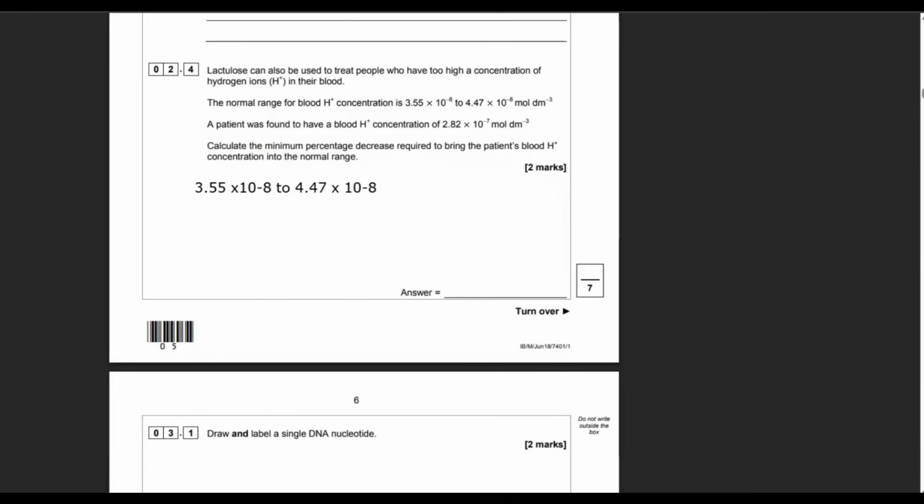Now, what do we want to do? We want to try and get it into the normal range. In order to do that, we just have to bring this number, which is 2.82 times 10 to the minus 7, into the range. It doesn't have to go all the way in here. We just have to use this number.